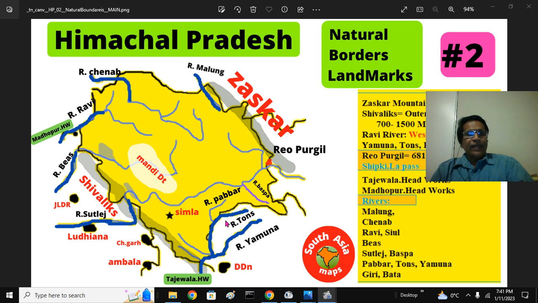The eastern part is bordered by the Yamuna river, its tributary the Tons, and again the Tons tributary, the river Pabbar. This is the Simla region and this is the Sirmur region. Pabbar, Tons and Yamuna are the Yamuna system. Then we have the Giri river here, and the Bata river here. There is the Mussoorie mountain range. Here I have shown with a star Simla, the capital. This is the Sutlej river.